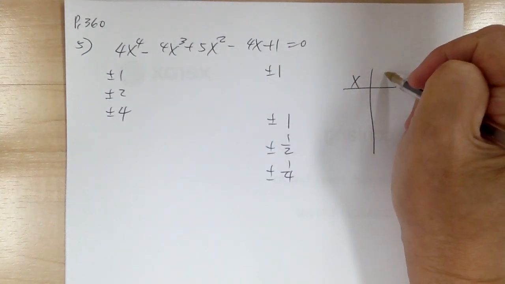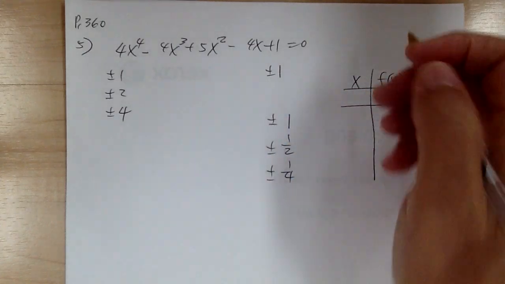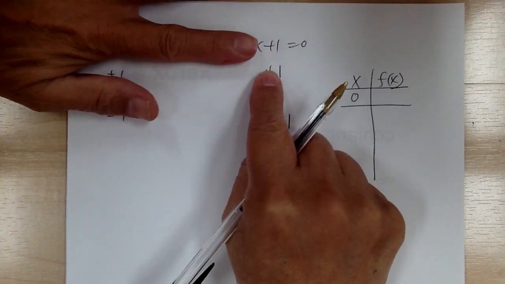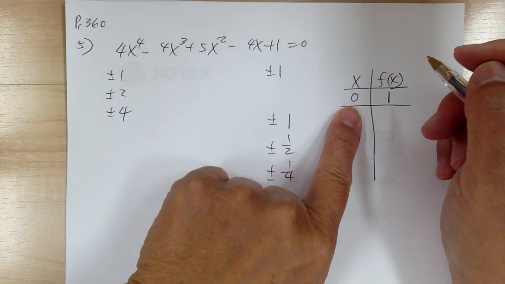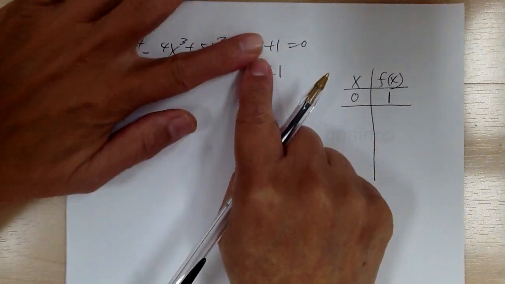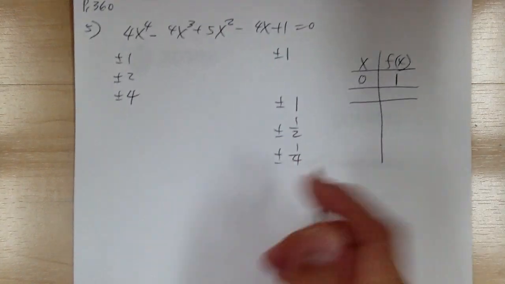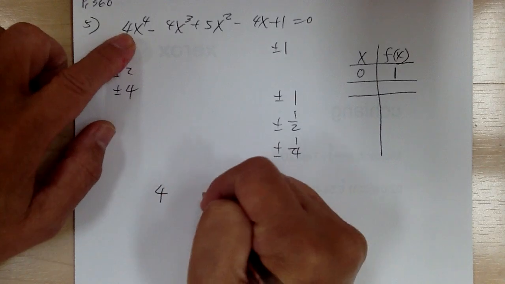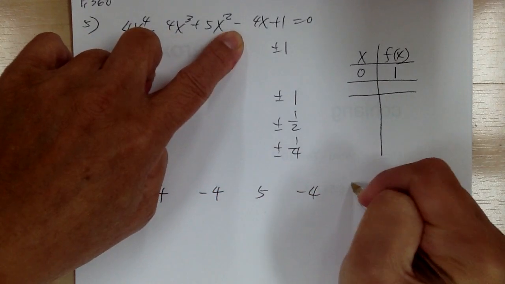So again, here's your x, here's your f of x. Okay. Again, the first number you want to try is when x equals 0. Okay, because when x equals 0, you substitute in here, all this is going to give you 0. So it will give you 1. So f of x will equal 1. Okay, so now you're going to put the coefficients over here. So you're going to have 4, negative 4, 5, negative 4, 1.